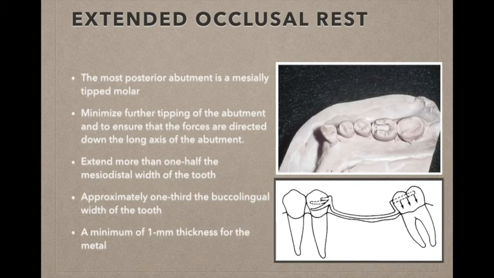However, on the buccolingual width, it will still be around one third of the buccolingual width of the tooth. And for the thickness, you need at least 1 millimeter thickness for the metal.